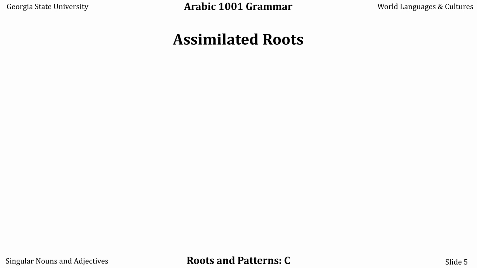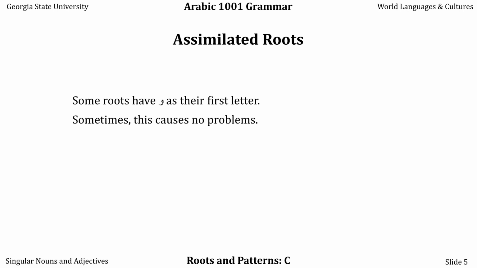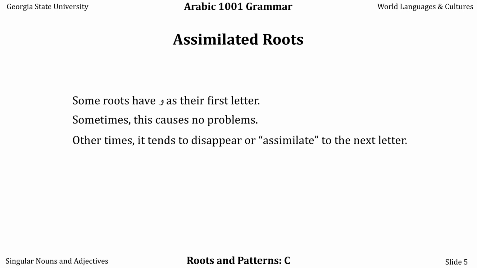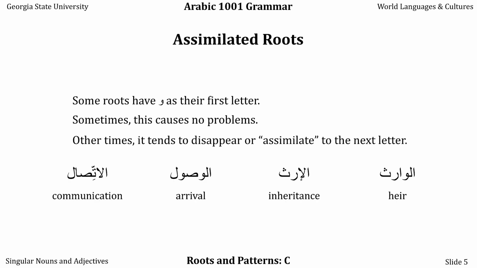One type of unsafe root is what we call the assimilated root in English. That means it has waw as its first letter. Sometimes this causes no problems. The waw behaves like a normal consonant. Other times it tends to disappear or assimilate to the next letter in the word. For example, the word al-warith, the heir, comes from the root waw ra tha, to inherit. But if we look at the word for inheritance, it's just al-irth. The waw has disappeared. We would say it has assimilated to the ra.